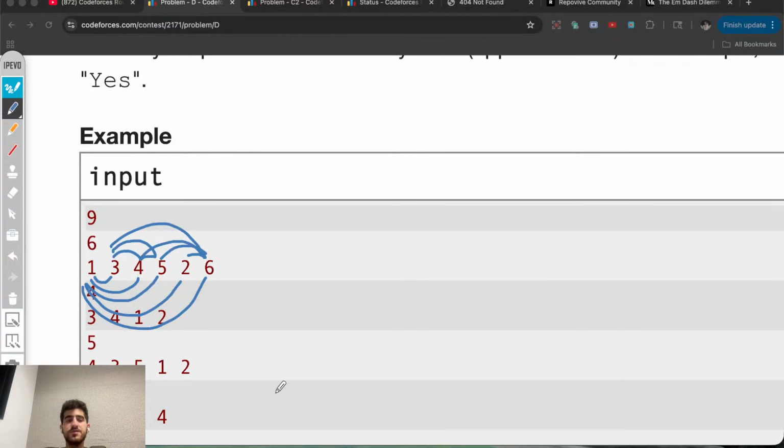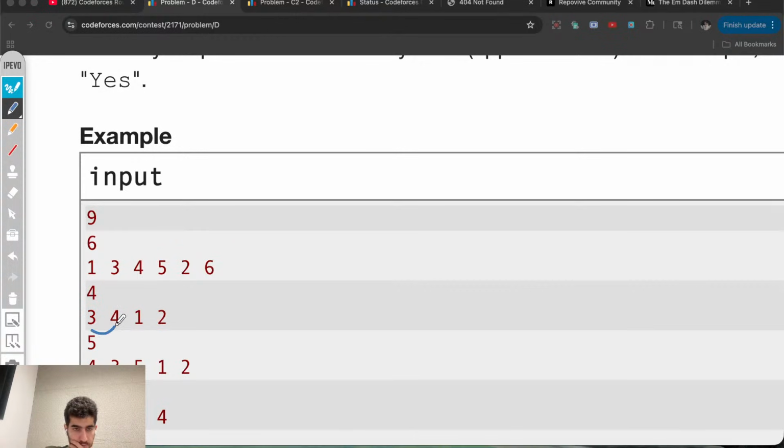At the end, if there's a spanning tree, for example, in this example, there is a spanning tree. If there's a spanning tree at the end, we can say that the answer is yes. If there's no spanning tree at the end, the answer is no. For example, I think that in the second example, there's no spanning tree.